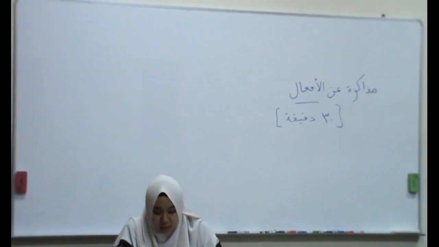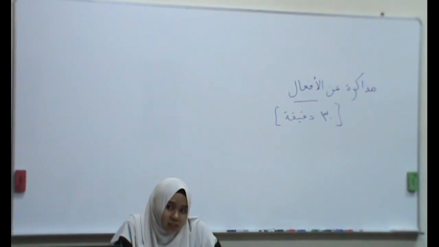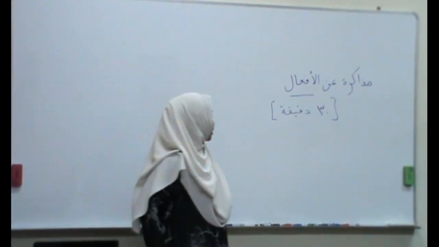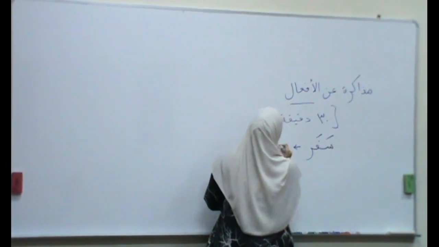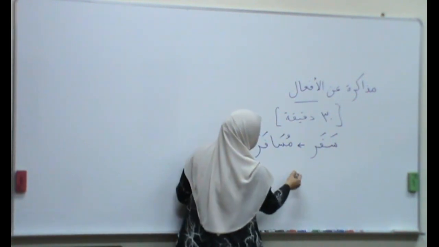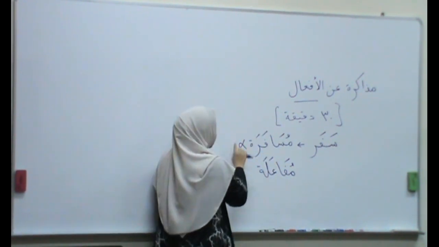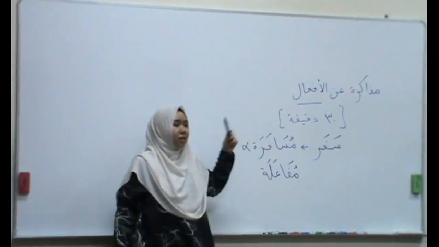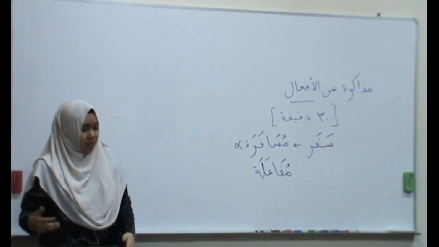Fa'il, correct. The past: safara. Safar or musafir, which one? Al-safar, correct. So for this verb the correct masdar should be safar, even though the technical one should be musafara, because if you look at your pattern, the wazn for this masdar should follow mufa'ala. But this masdar is not used. It's actually a masdar that we don't use. The most common one that we use is safar, not musafara.